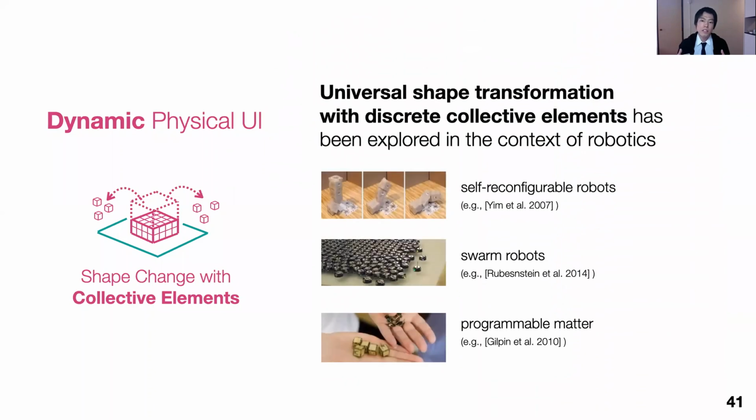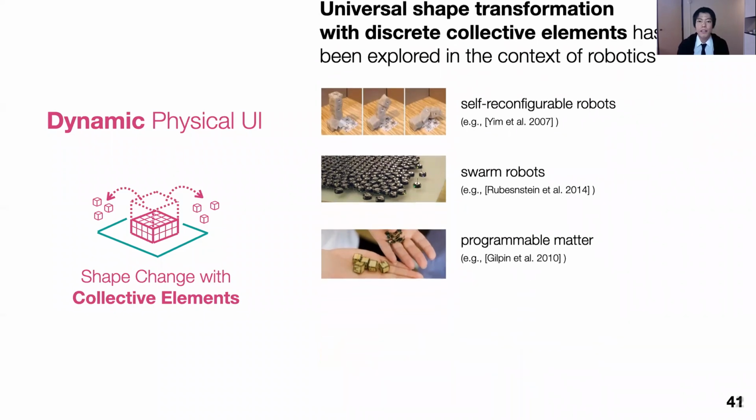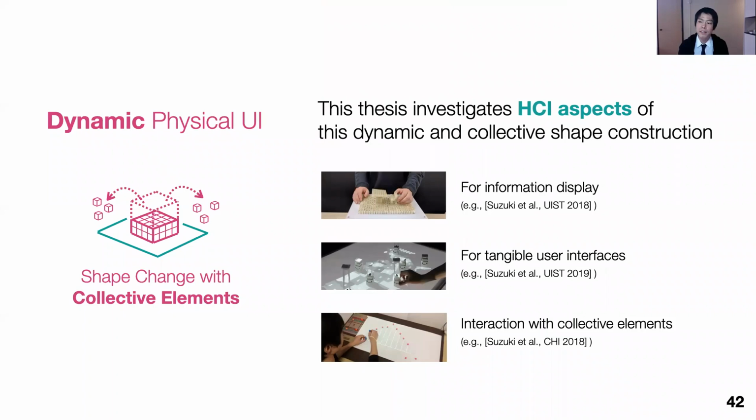This universal shape transformation with discrete collective elements has been mostly explored in the context of robotics, for example, self-reconfigurable robots, swarm robots, or research in programmable matter. In contrast, this thesis investigates the human-computer interaction aspects of dynamic and collective shape construction. For example, how can we use it for interactive information display, how can we use it for tangible user interfaces, and how can we interact with these collective elements?